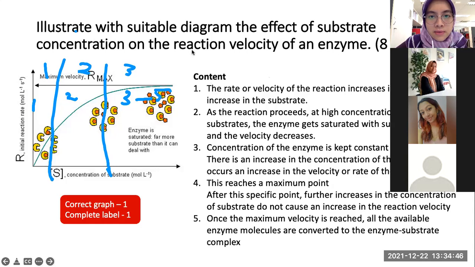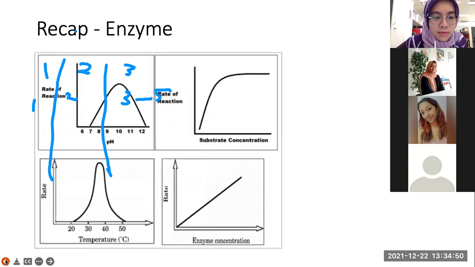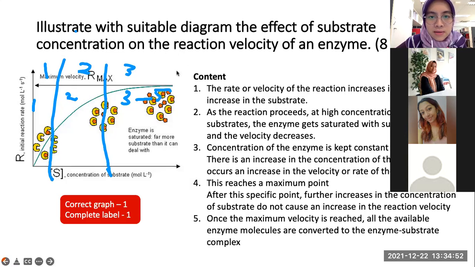What you can see in the first section is that the rate of reaction increases rapidly, because the graph we see here is very steep. So you can write that the rate or velocity of reaction increases as the substrate concentration increases. That's point number 1.